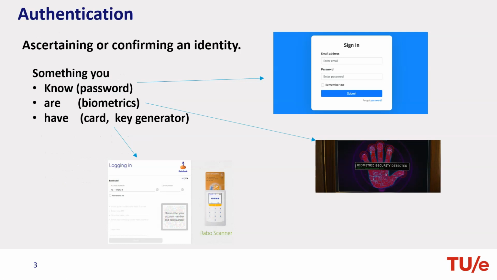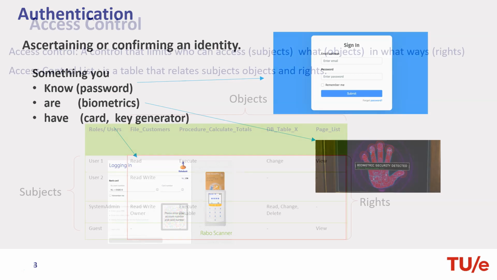Authentication is verifying the identity of a person. In software development, system users and other software and devices that attempt to access a software application need to be authenticated first. The authentication controls are based on something you know, something you are, and something you have. Passwords are examples of what you know. Fingerprints are an example of what you are, and chip cards or key generators are examples of what you have. The applications use one or a combination of these for authenticating their users.